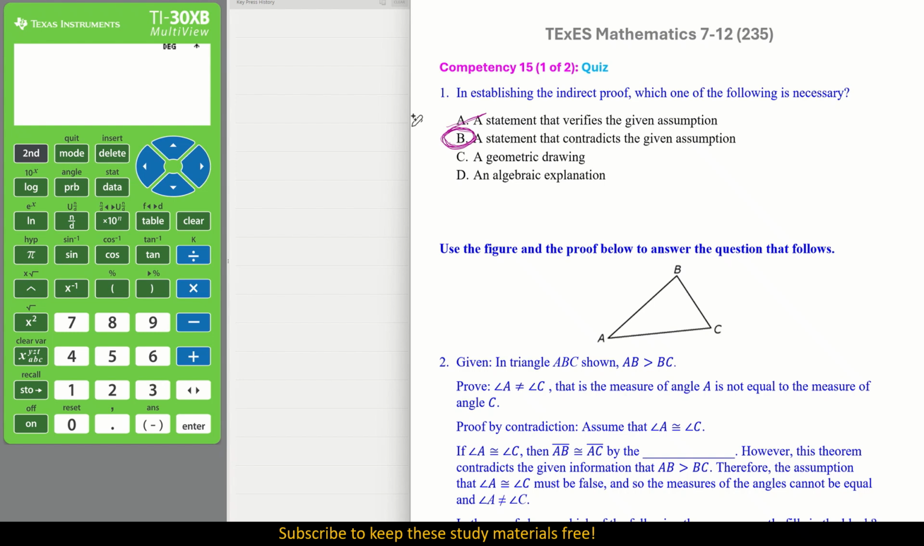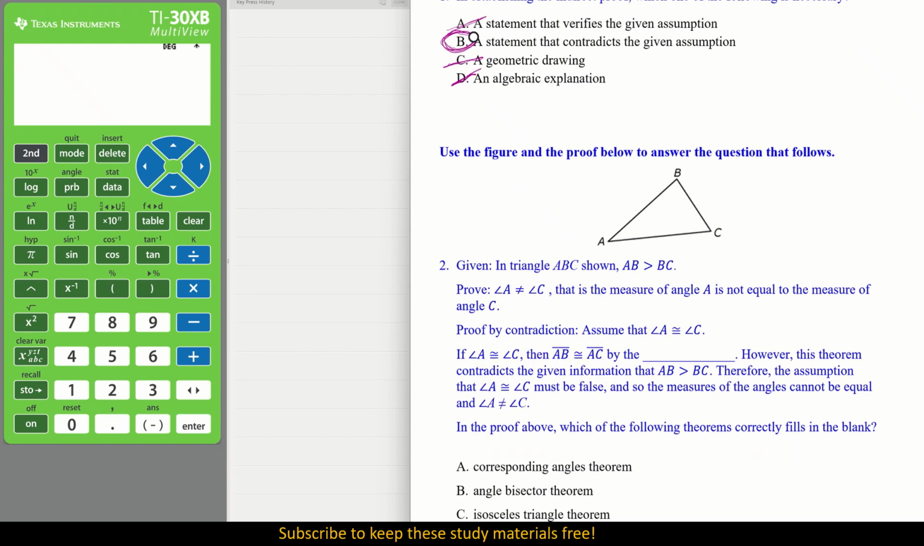Absolutely. Let's read C and D. A geometric drawing, that doesn't make any sense. And D, an algebraic explanation. Now, an algebraic explanation is something you would lean towards in most cases for a direct proof. So that's not what we need. Okay, so B is obviously what we need. So let's look at 2.